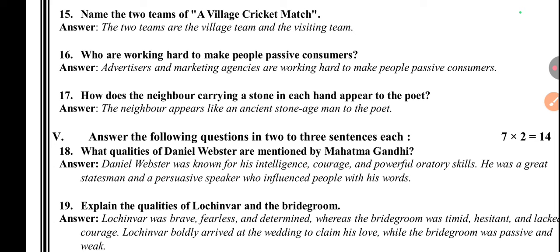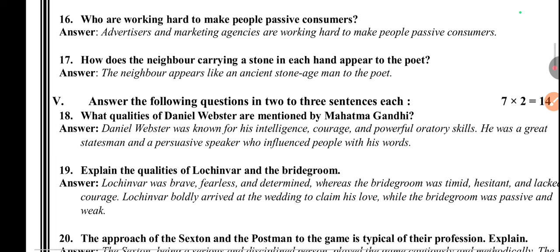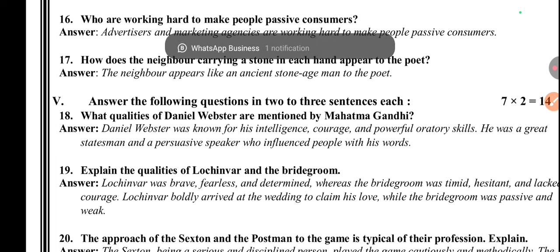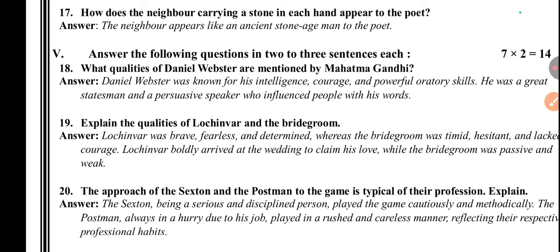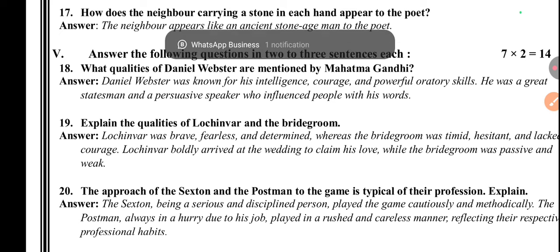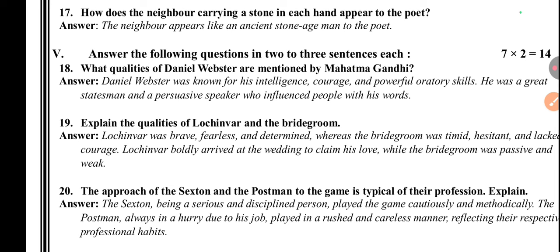15th question. Name the two teams of a village cricket match. The two teams are the village cricket team and the visiting team. 16th one. Who are working hard to make people passive consumers? Advertisers and marketing agencies are working hard to make people passive consumers. 17th one. How does the neighbor carrying a stone in each hand appear to the poet? The neighbor appears like an ancient stone age man to the poet.